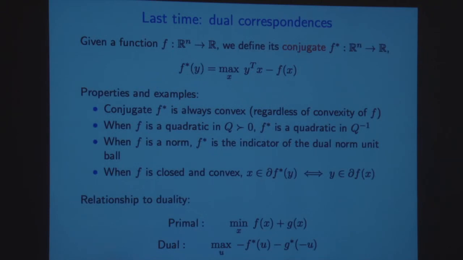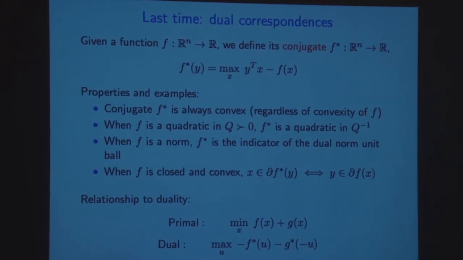And when f is closed and convex, one of the key properties of the conjugate function is that x is a subgradient of the conjugate function evaluated at y, if and only if y is a subgradient of the original function f evaluated at x. So this, we're going to see, is crucial for what we might call dual methods, which is what we're going to learn as an advanced topic. Things like dual decomposition and ADMM.